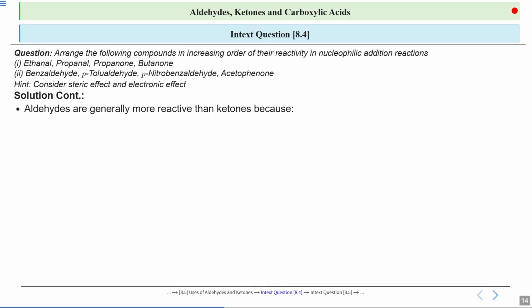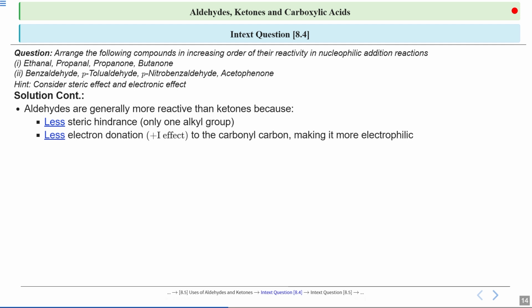Continuing with the solution, aldehydes are generally more reactive than ketones. Because of less steric hindrance. In aldehydes, there is only one alkyl group, so there is less steric hindrance, and the incoming nucleophile can easily attack the carbonyl carbon.